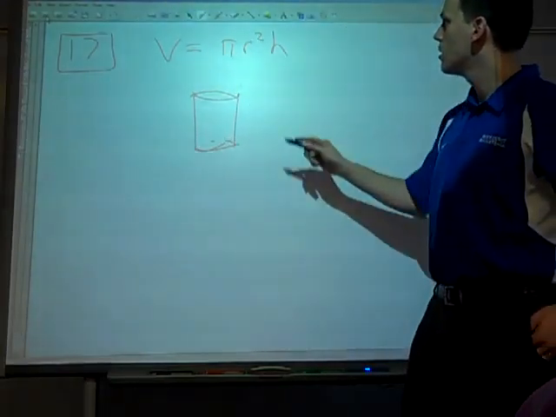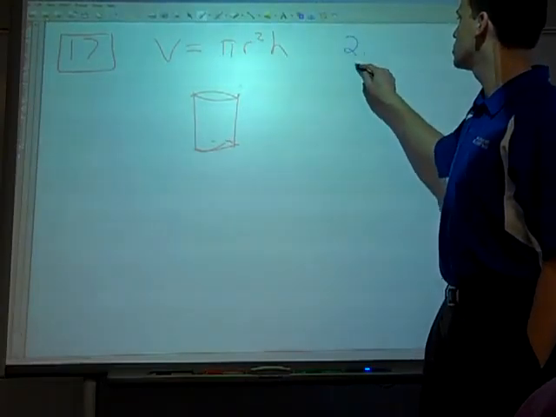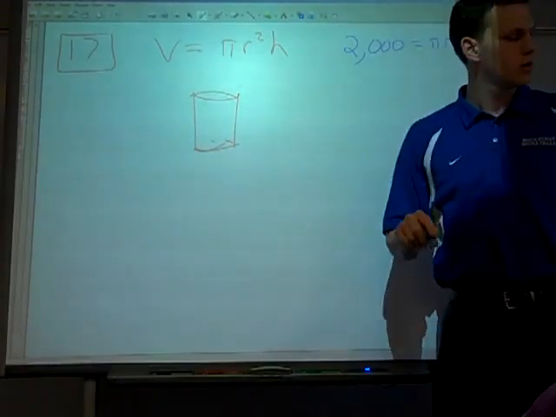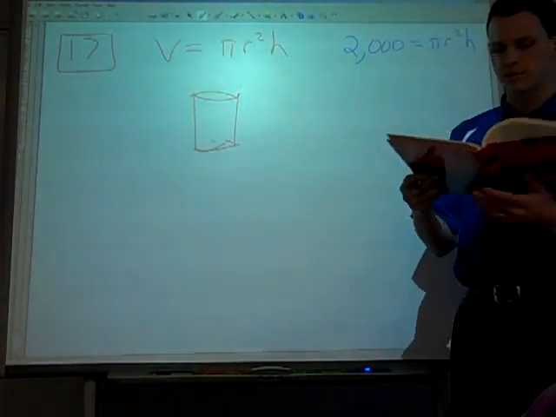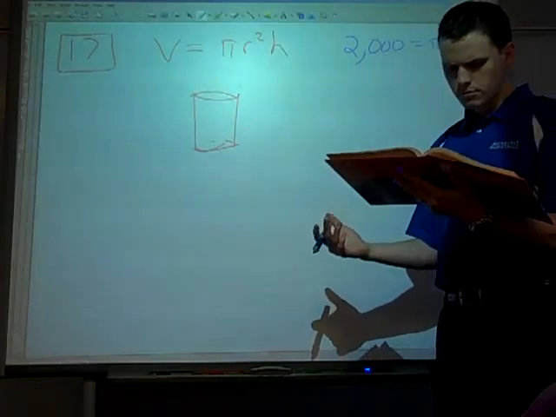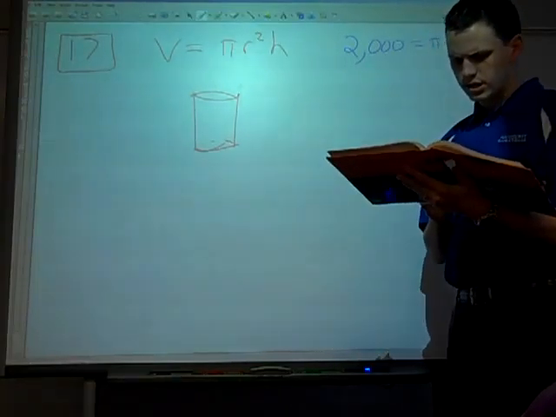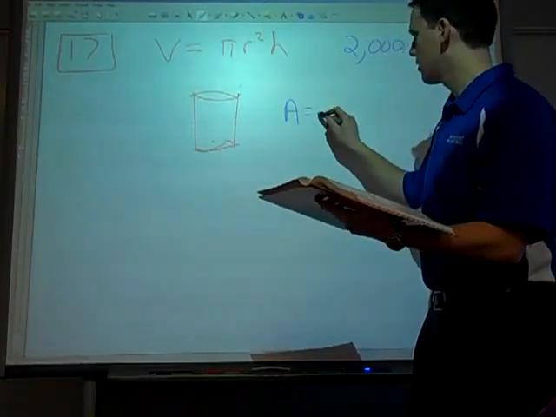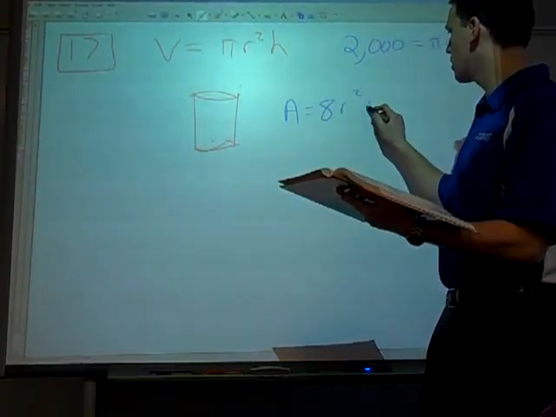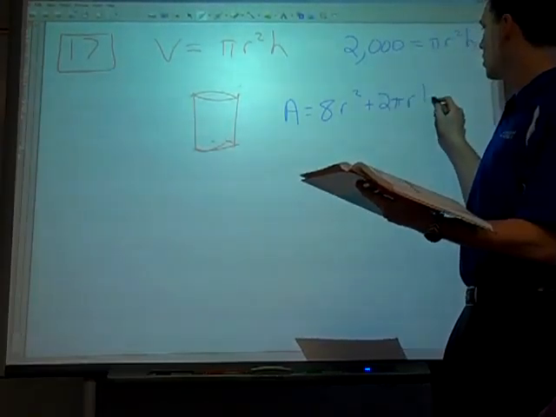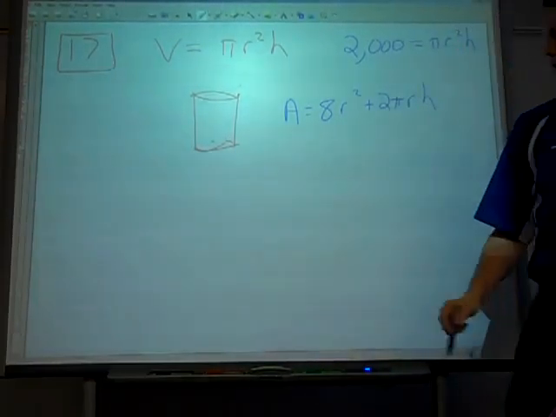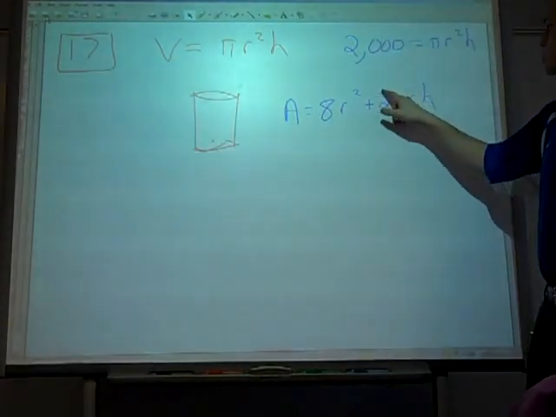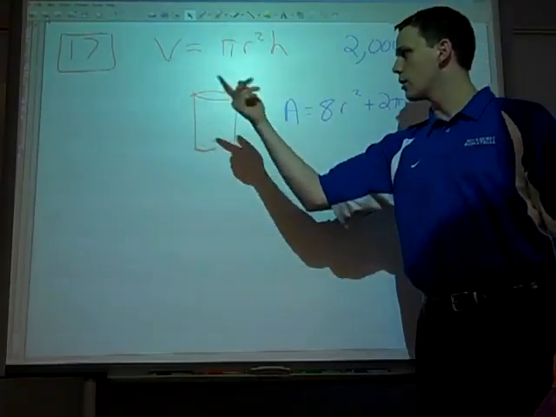We also know that the volume is 2,000, so we have 2,000 equals pi r squared h. I don't really know how I'm going to use this information. I'm just writing stuff down. It says the total amount used by the can, the surface area they give it to you, is 8r squared plus 2 pi r h.